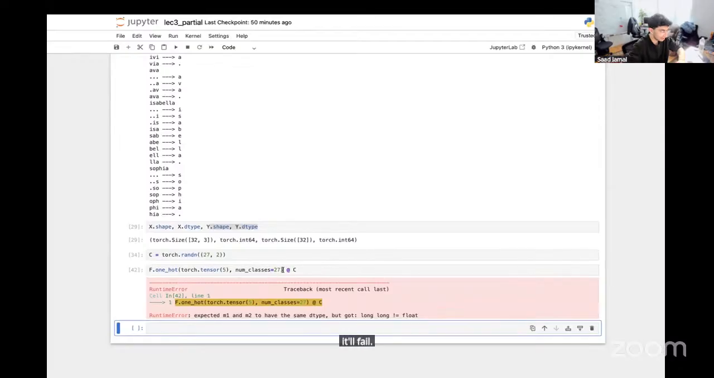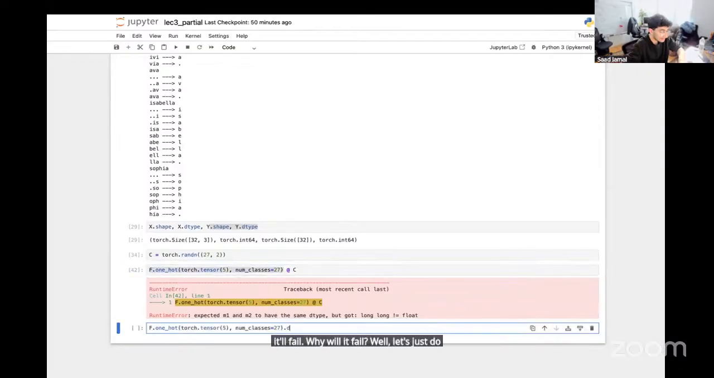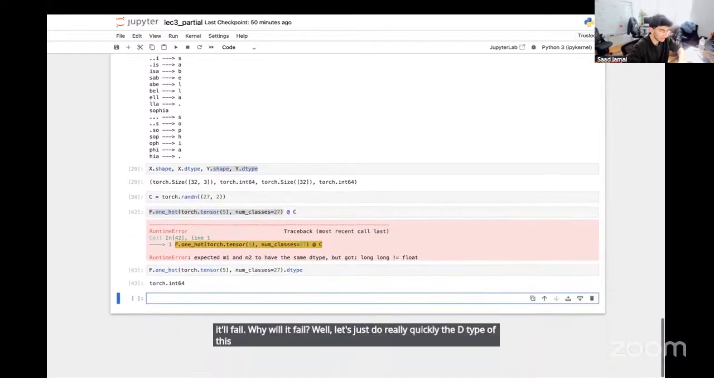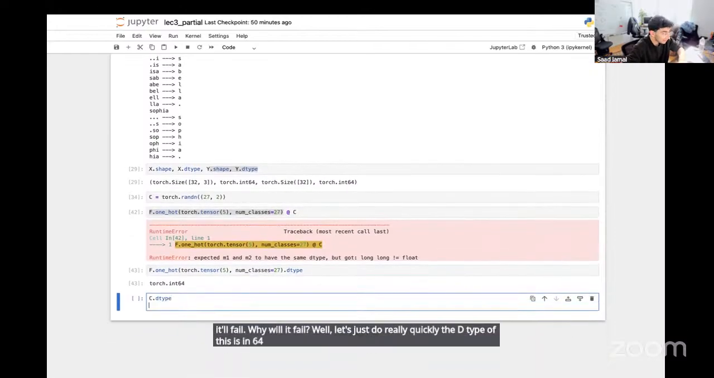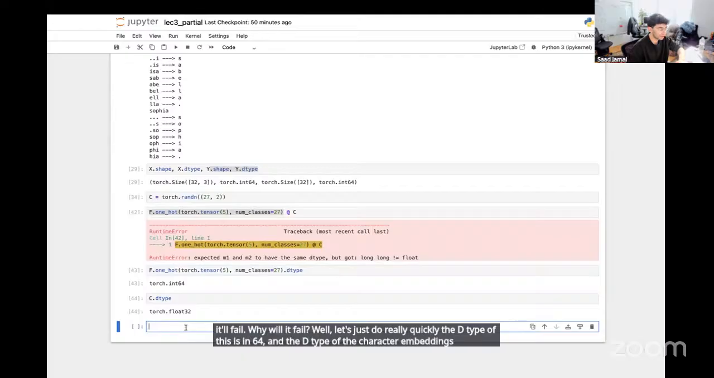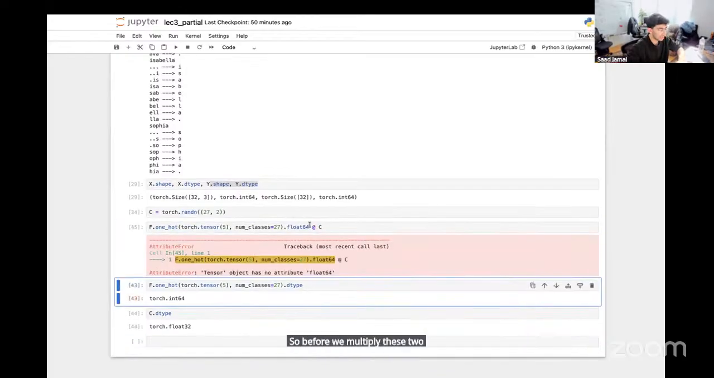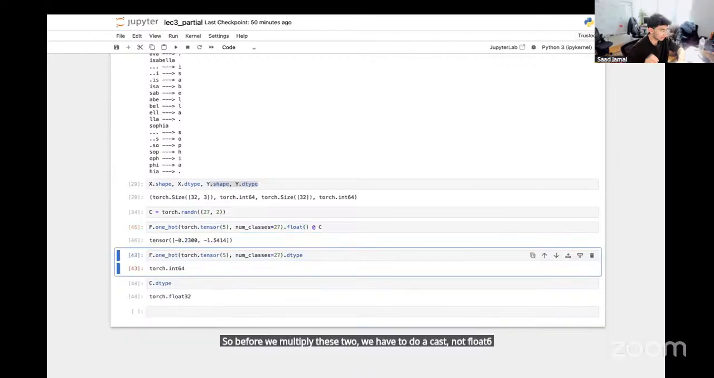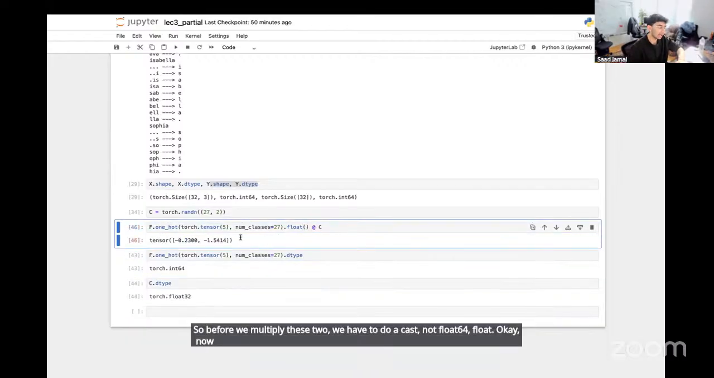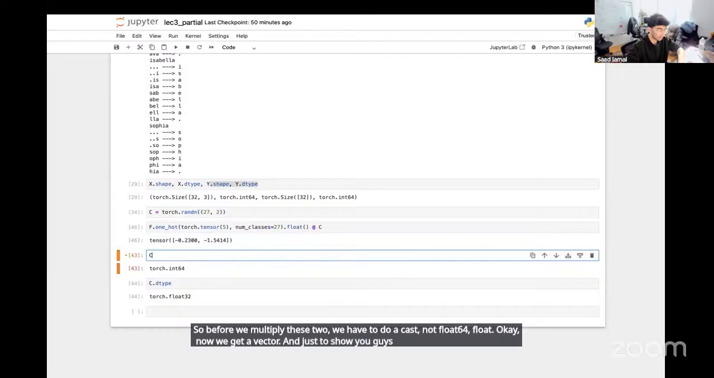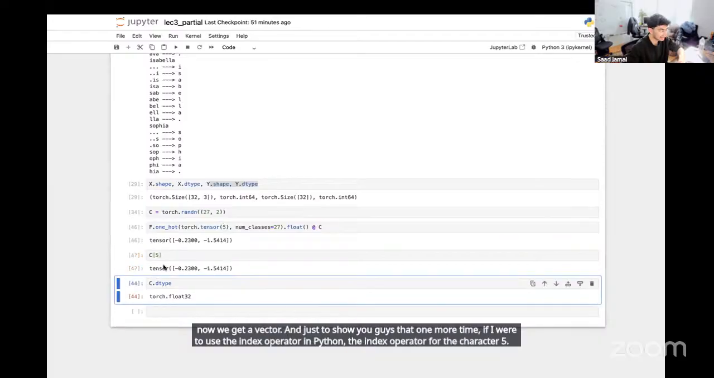Why will it fail? Well, let's just check really quickly. The dtype of this is int64, and the dtype of the character embeddings is float32. Remember, whenever you work in PyTorch, the types have to match. So before we multiply these two, we have to do a cast, not float64, just float. Okay, now we get a vector. And just to show you one more time, if I use the index operator in Python for the character 5, I get the exact same tensor.